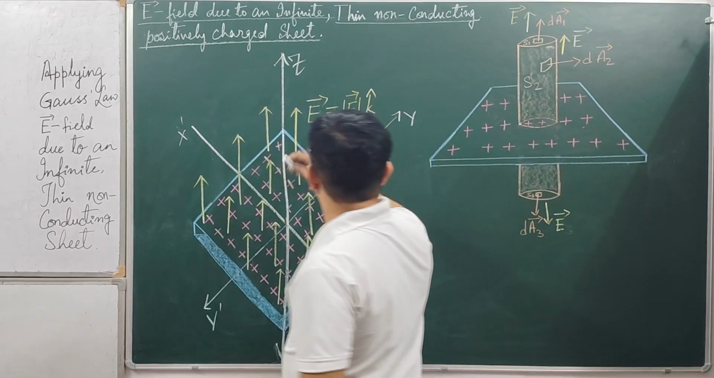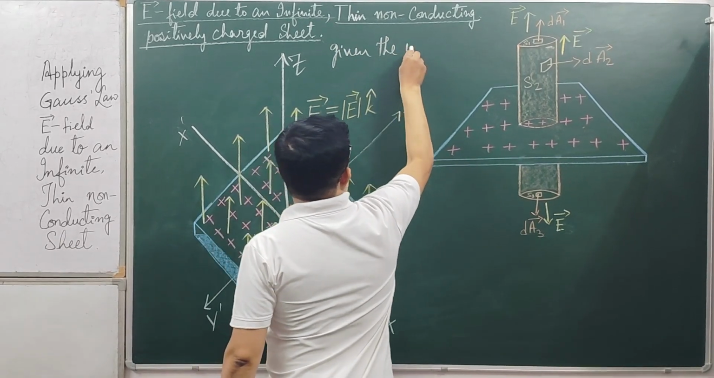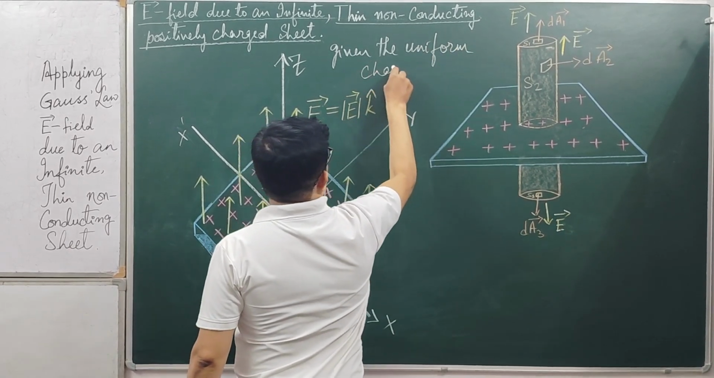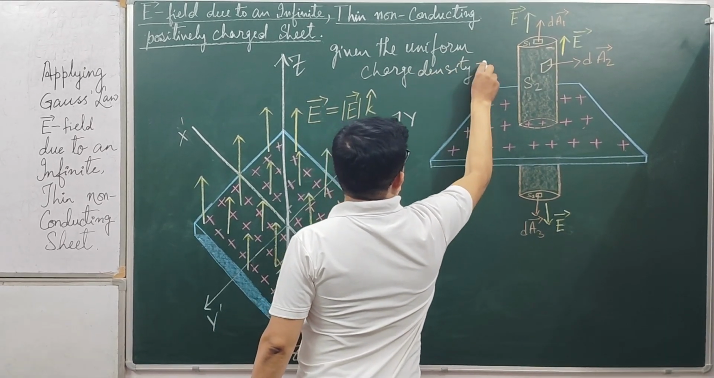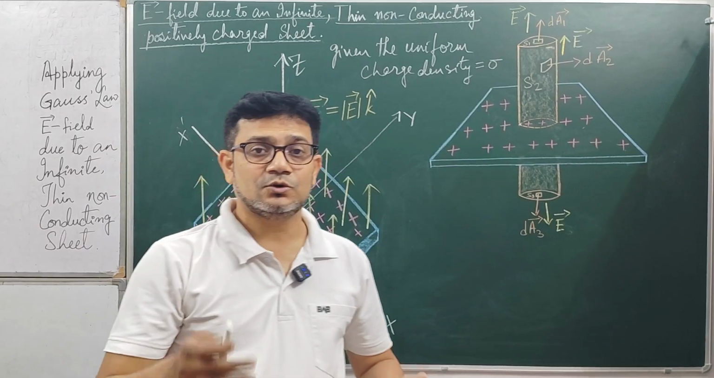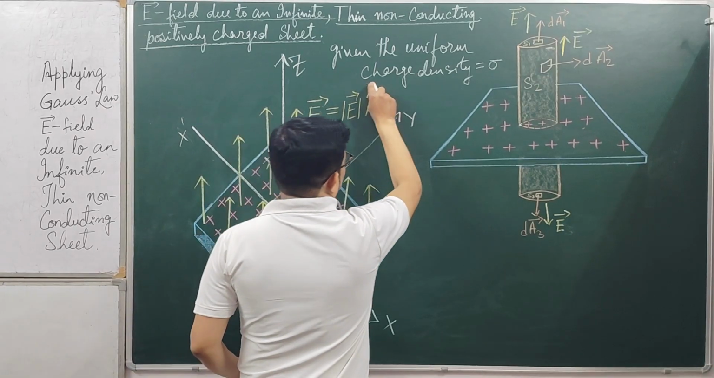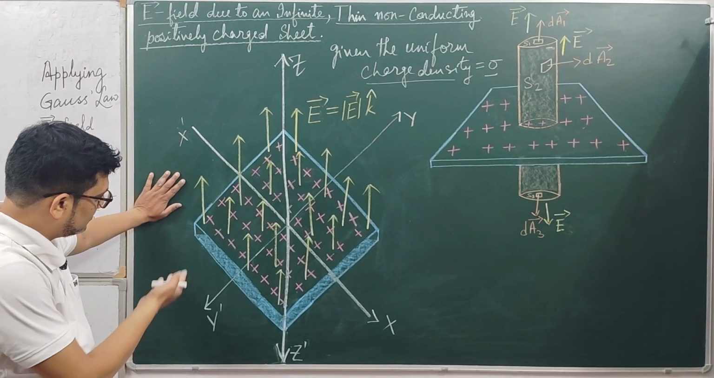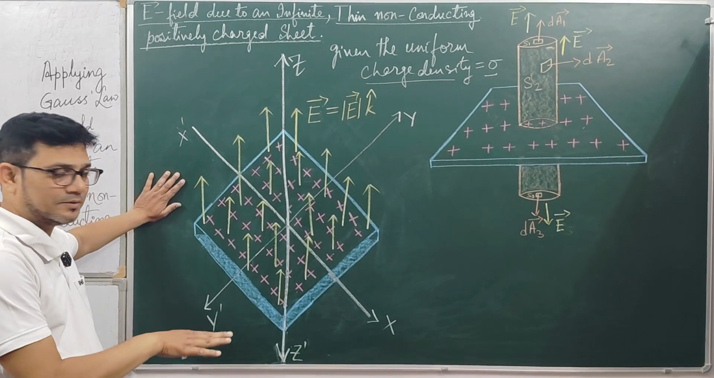And suppose we are given the uniform charge density equals sigma. So that essentially means the net charge, if it is Q, this Q over A, which is per unit area, we call it charge density, and the notation used is sigma. So we have placed this infinitely thin, non-conducting sheet on the XY plane.